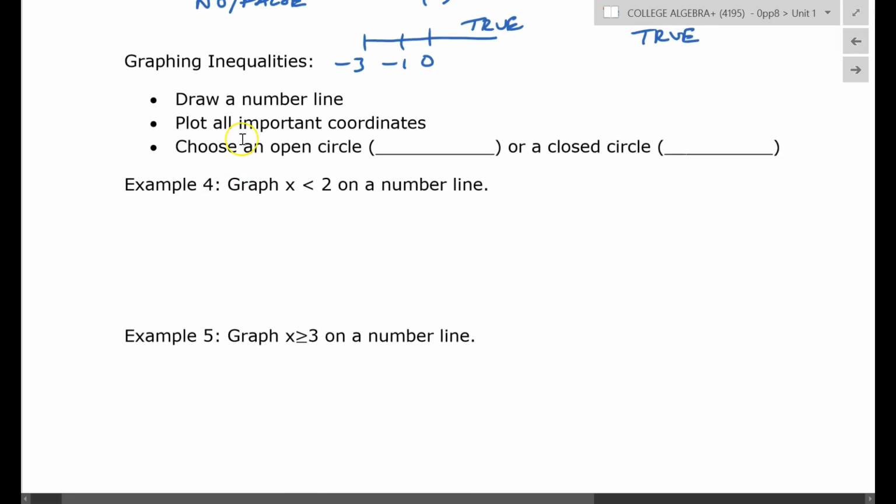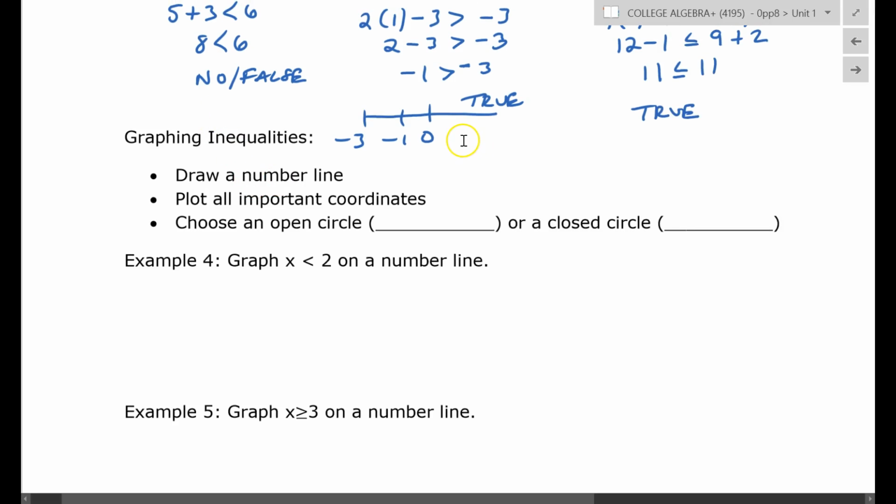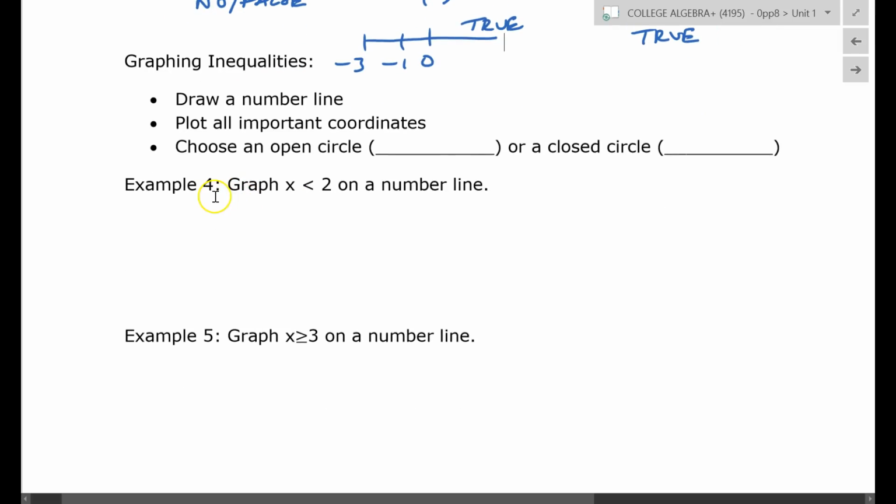Graphing inequalities. So here's the deal. When we graph these, we put them on a number line, okay? And here's what I want you guys to remember. When we do these, we're going to follow 3 steps. First thing we're going to do is we're going to draw a number line.